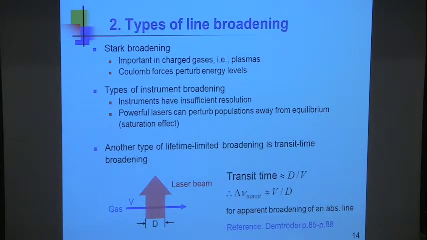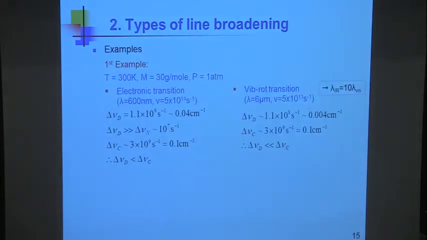Okay, here's this example. This might be of interest to somebody who's doing hypersonic flows. Imagine the gas is moving this way. Imagine the diameter of my laser beam is here. How long does the gas spend in the laser beam? The time is D over V. Therefore, there is a frequency uncertainty that's the inverse, V over D. So it's possible, when the diameter is small and the velocities are really high, that this width can be competitive with the other widths of collision broadening and Doppler broadening. Not usually the case, but it's possible. Let's look at some examples.